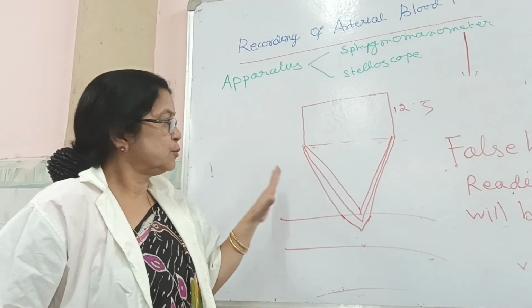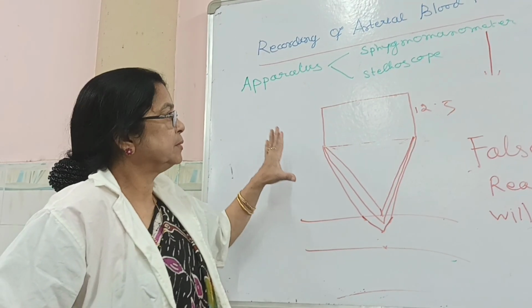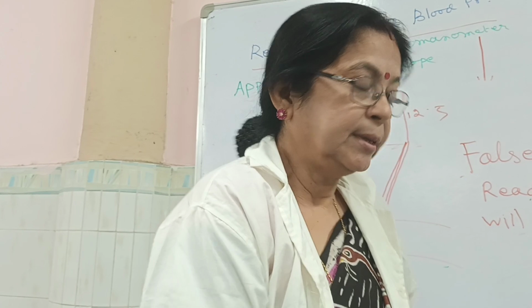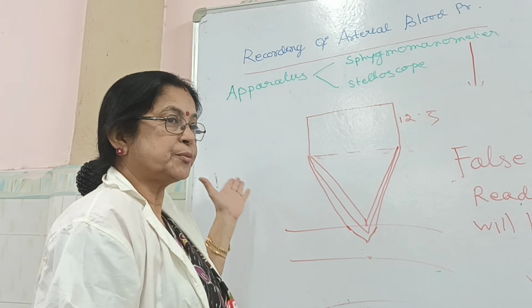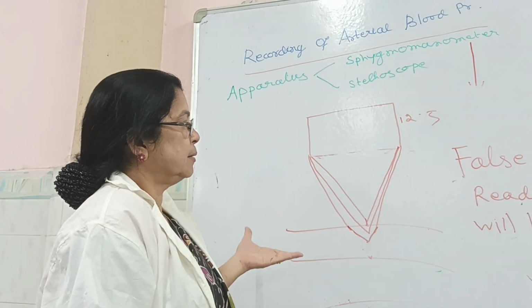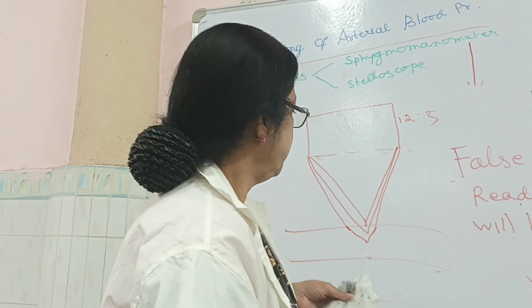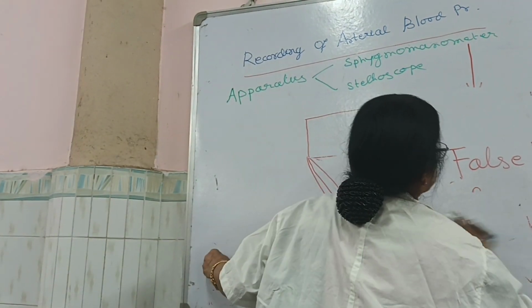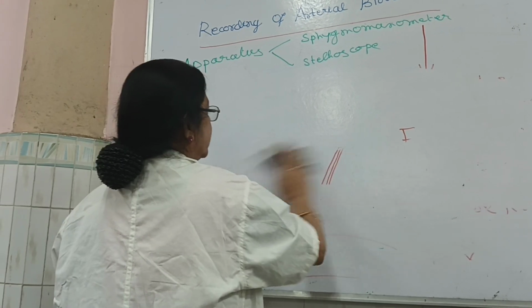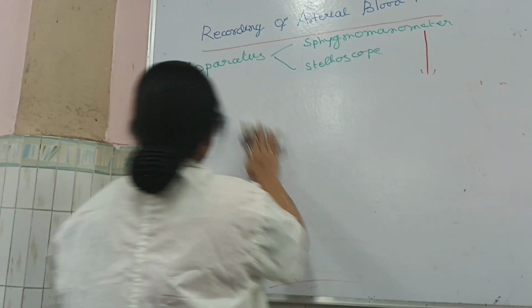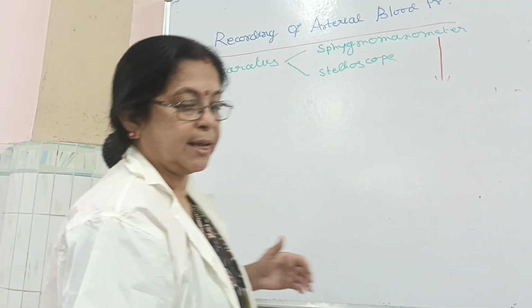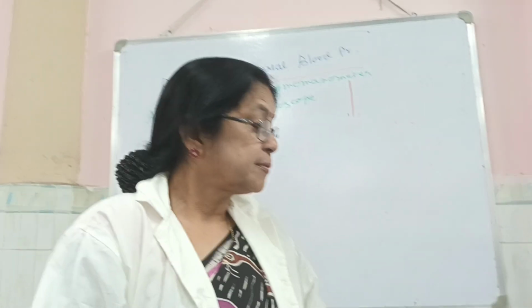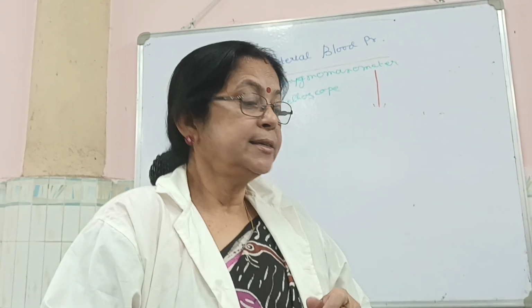I think you have understood what I wanted to tell you: why the cuff size is so important in different age groups, in the arm or the thigh. You have to keep in mind the cuff sizes: below infant, 4 to 5 centimeters; up to the age of 8 years, 8 centimeters; then adult, 12.5 centimeters; and in the case of the adult thigh, 18 centimeters.